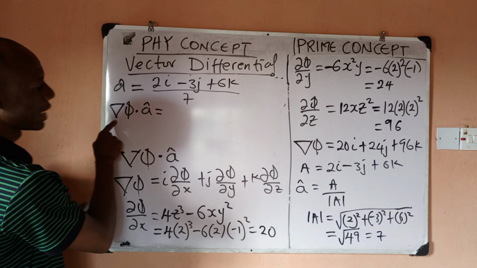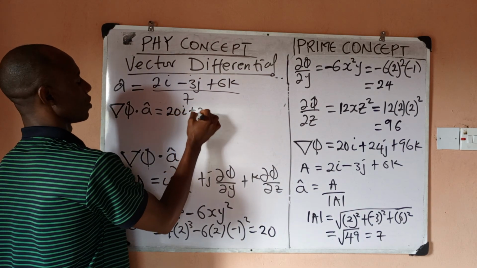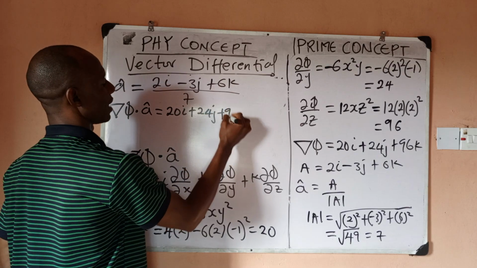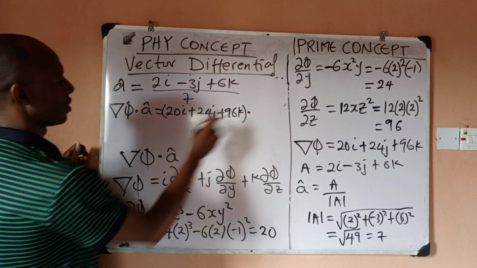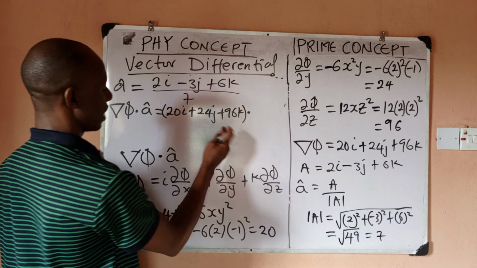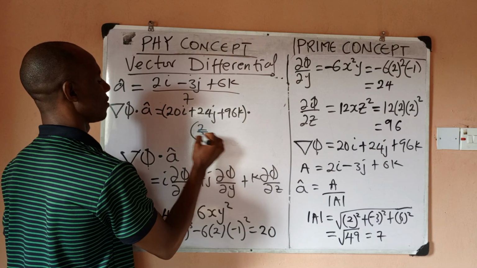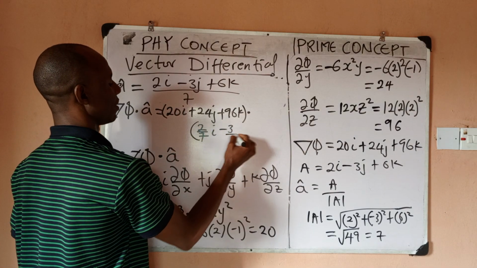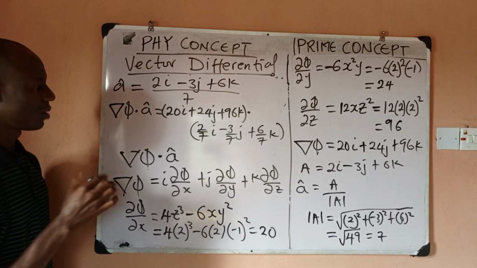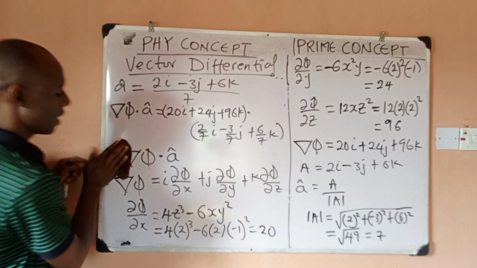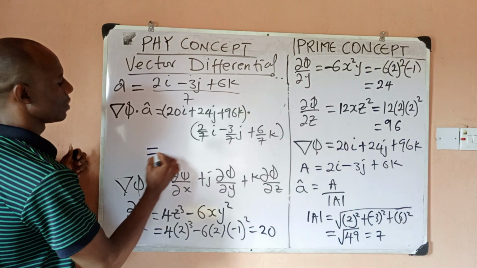So let's write it. What is our gradient? Our gradient we got to be 20i plus 24j plus 96k. I'm going to dot this with our unit vector. I don't have space, but let me write it. This will be dotted with 2 over 7 i minus 3 over 7 j plus 6 over 7 k. I'm dotting both of them. So if I find that dot, obviously it's going to be a scalar.